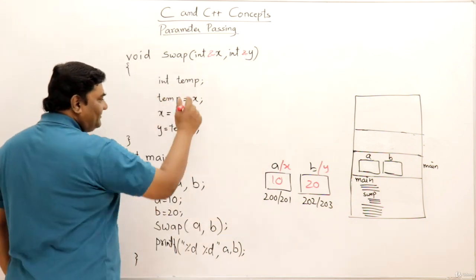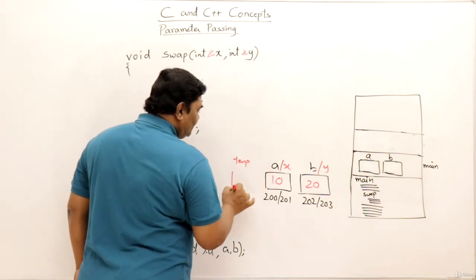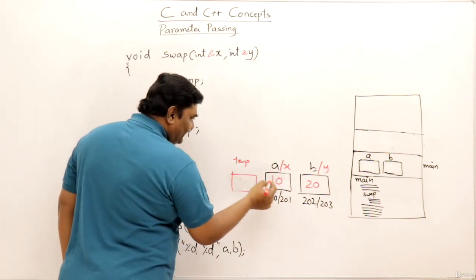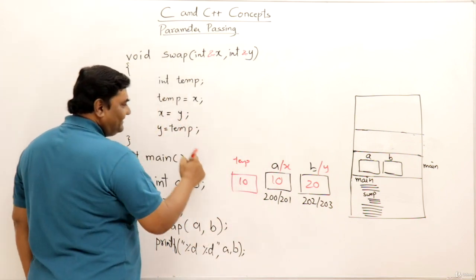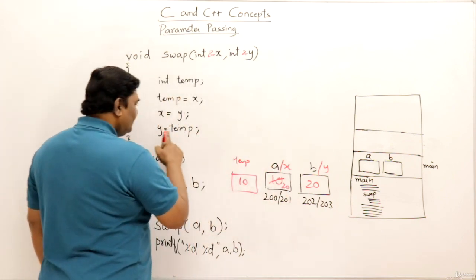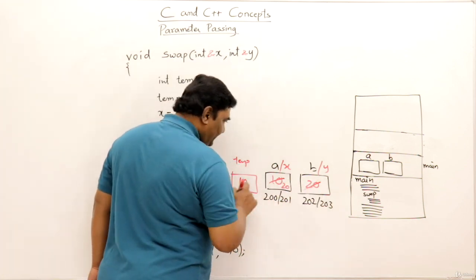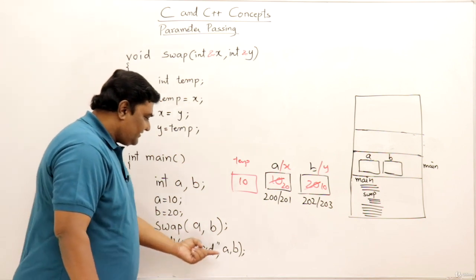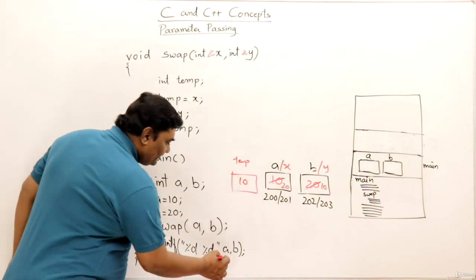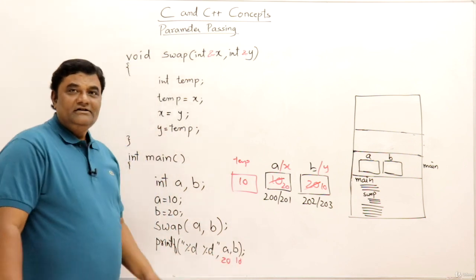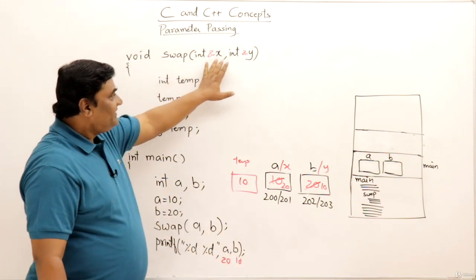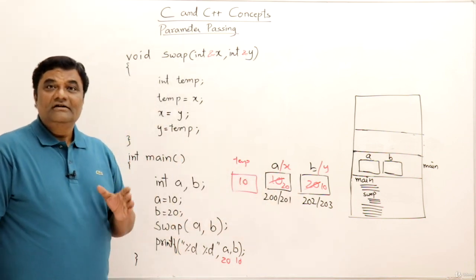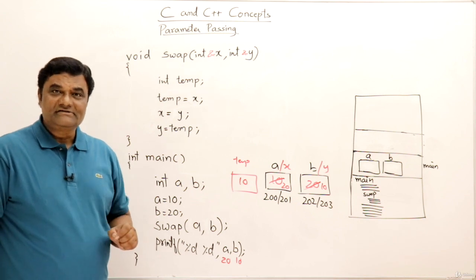Now let us continue. Temp variable is declared. Then temp assign X. So X value is stored in temp. Then X assign Y. So this becomes 20. Then Y assign temp. So Y becomes 10. Function ends. Control comes back to this line. Print what are A and B? 20 and 10. So you can see that when these formal parameters X and Y are manipulated, the actual parameters are modified. So that's it. This is called by reference.